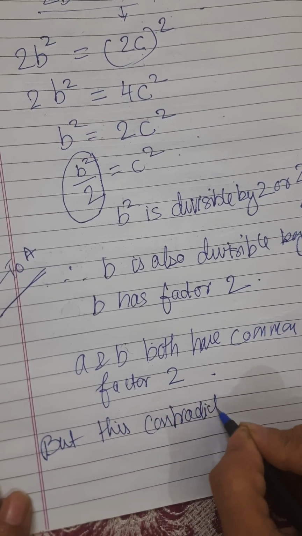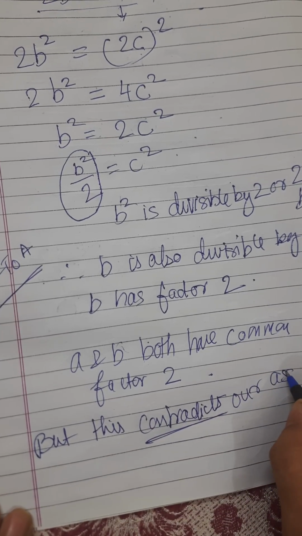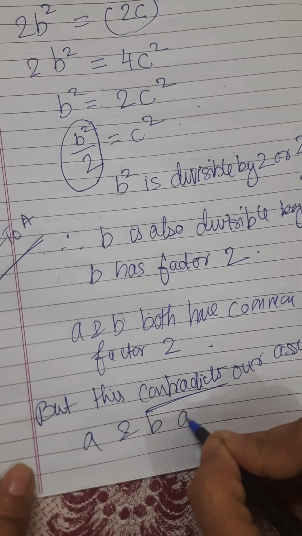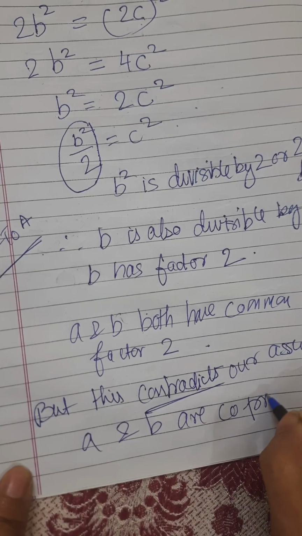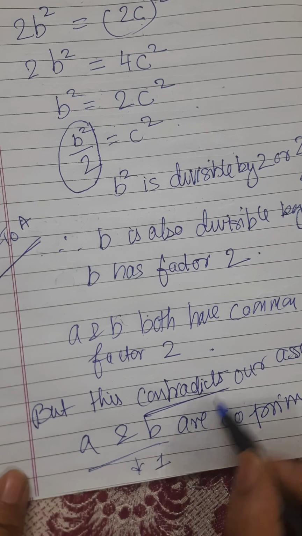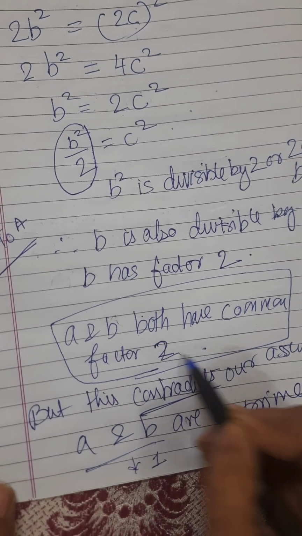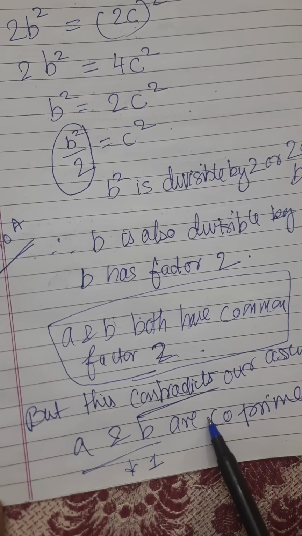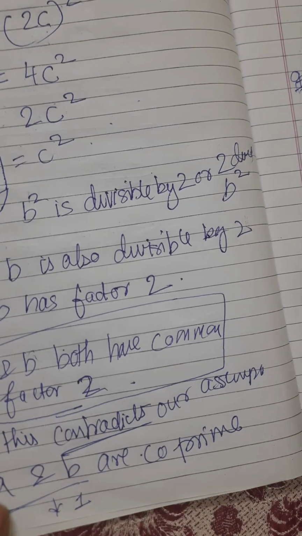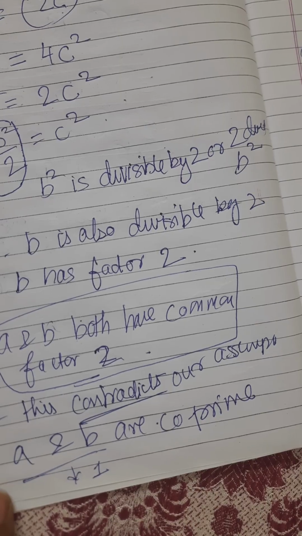assumption, it does not align, it's opposite, it contradicts our assumption that a and b are co-prime. Now what was co-prime? That between a and b only one is a common factor, but here we proved a and b have 2 as a common factor. So since it contradicts our assumption, therefore root 2 is an irrational number.